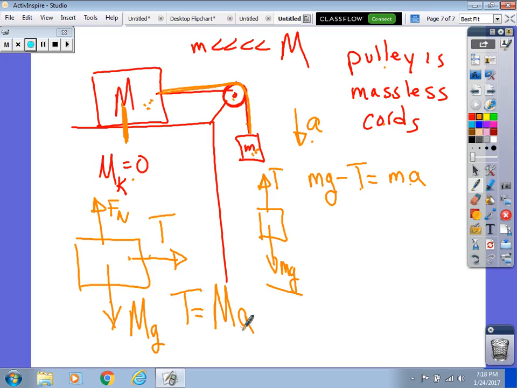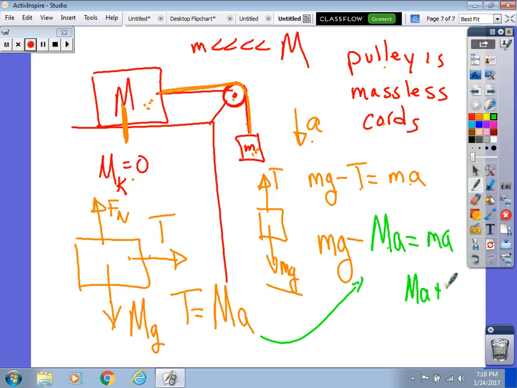So if I make a substitution, I'm going to have mg minus, and I'm going to plug in what I have for that. T is equal to big MA, right? That's what this guy is, I'm just plugging it in up here, is equal to little ma. Well, the whole idea for this is for me to figure out the acceleration. That's the kind of question they're going to ask you. So if I take this across, I'm going to have big M A plus little m A is equal to mg. And if I factor out an A and divide, I get mg over big M plus little m.